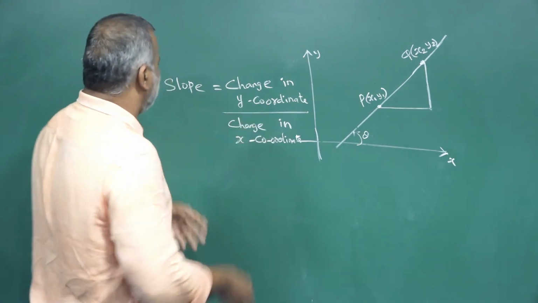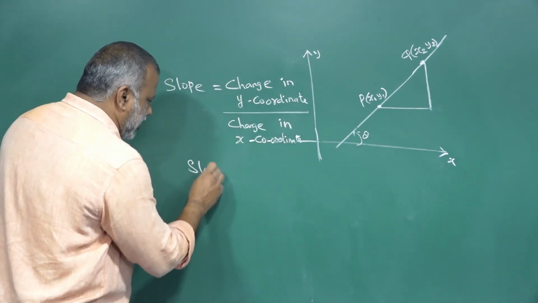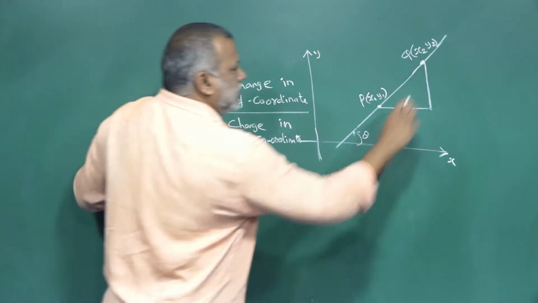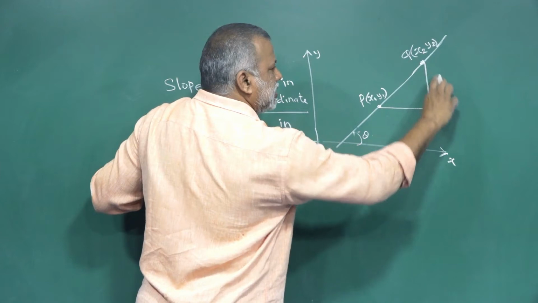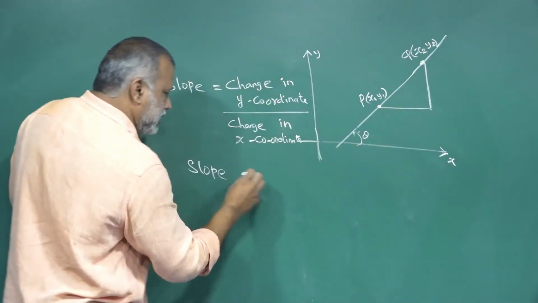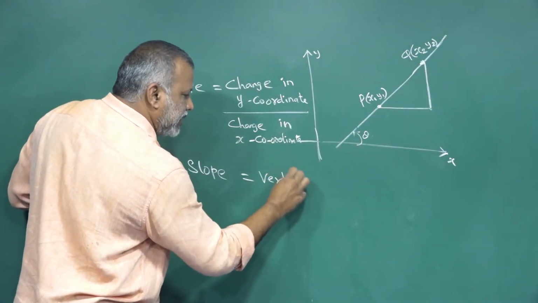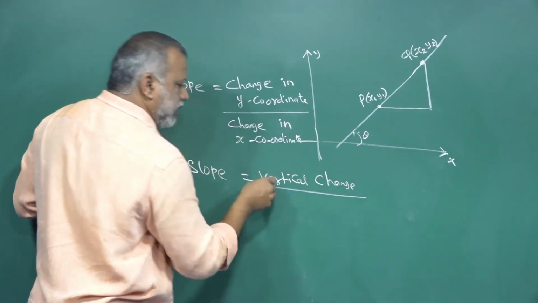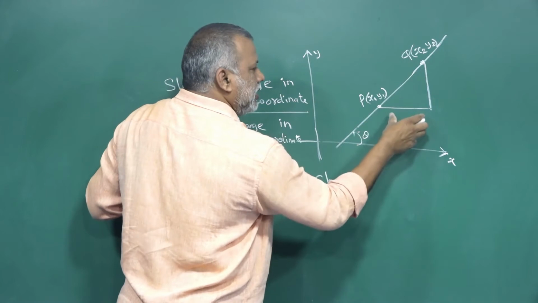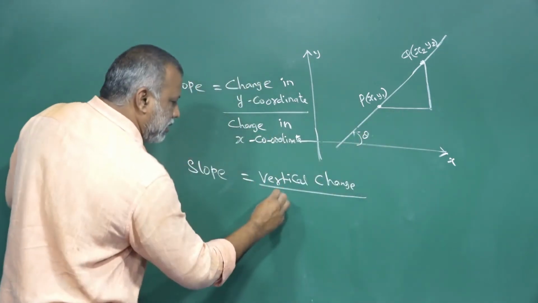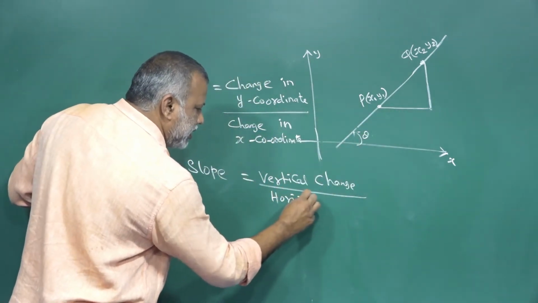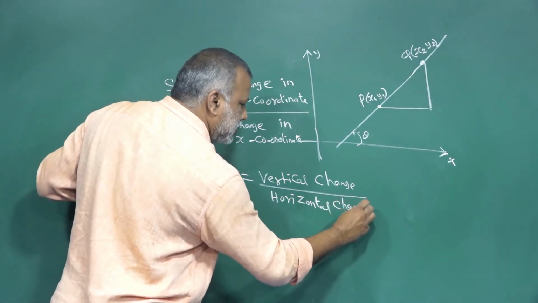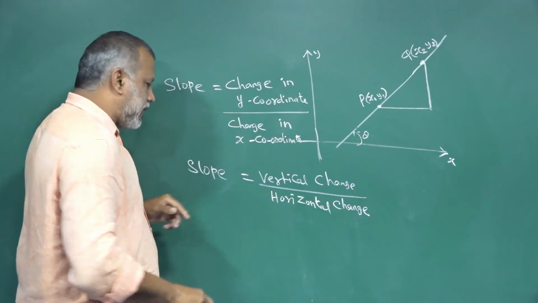Or you can say another definition. Slope is equal to change in y coordinate. This is the y coordinate value. This is called vertical change. Simple definition. Divided by change in x coordinate. This is called horizontal change. So dear students, you have to get the definition.